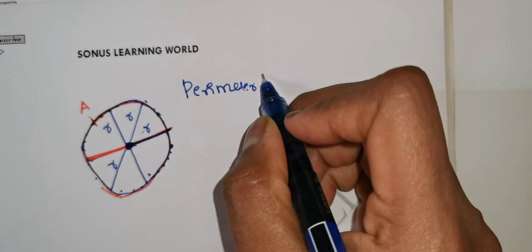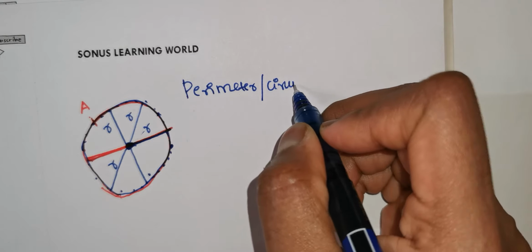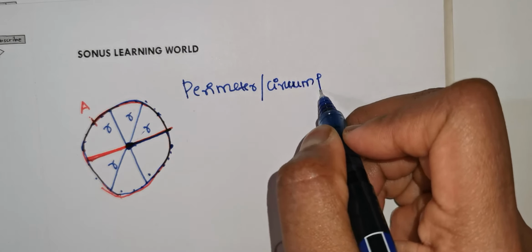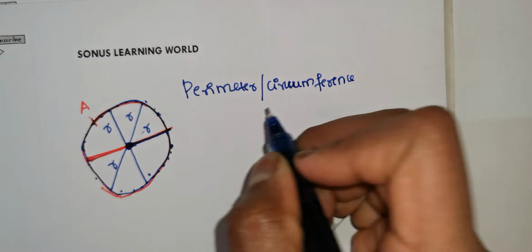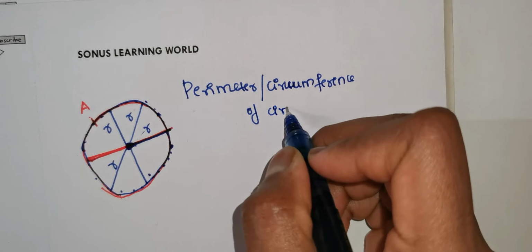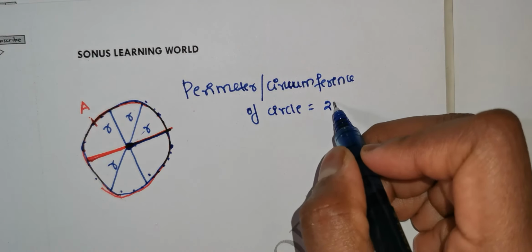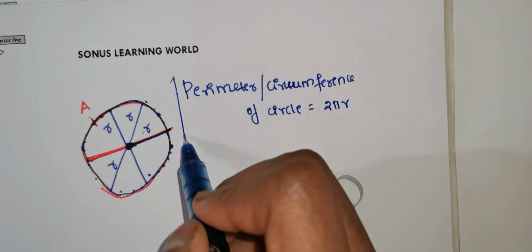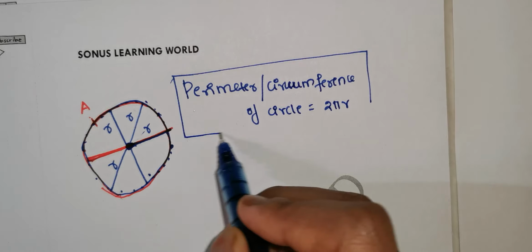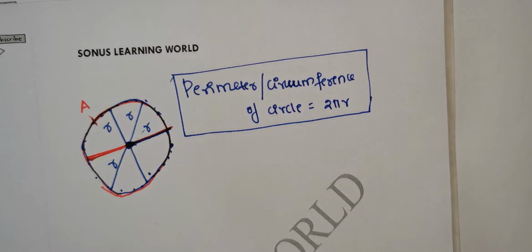So what is the equation for the circumference of the circle? Perimeter or circumference of a circle is equal to 2 pi r. This is the first equation which we have to use in this first exercise.